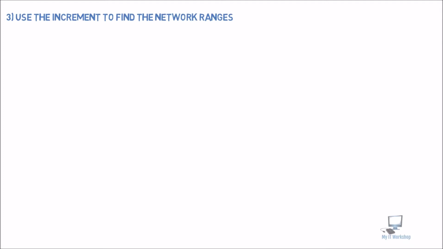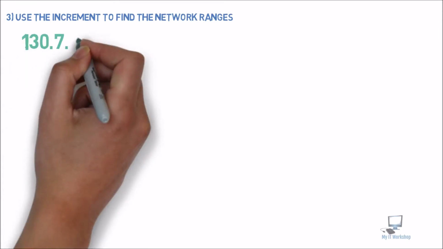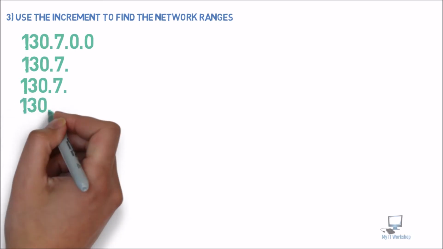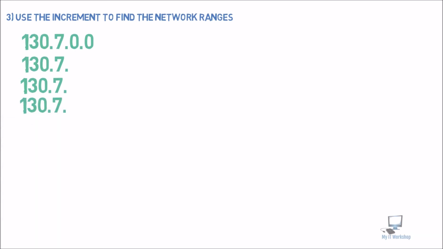So as mentioned before, we're going to start calculating the ranges, the usable IP addresses that I can assign to every computer. So this is the IP address that we use for this example, 130.7.0.0, and our increment is 32. So the increment, as I mentioned before, happens in the 4th octet. This is very important, okay? If it happened in the 3rd, the change would be in the 3rd octet. But our changes happen for this example in the 4th octet.